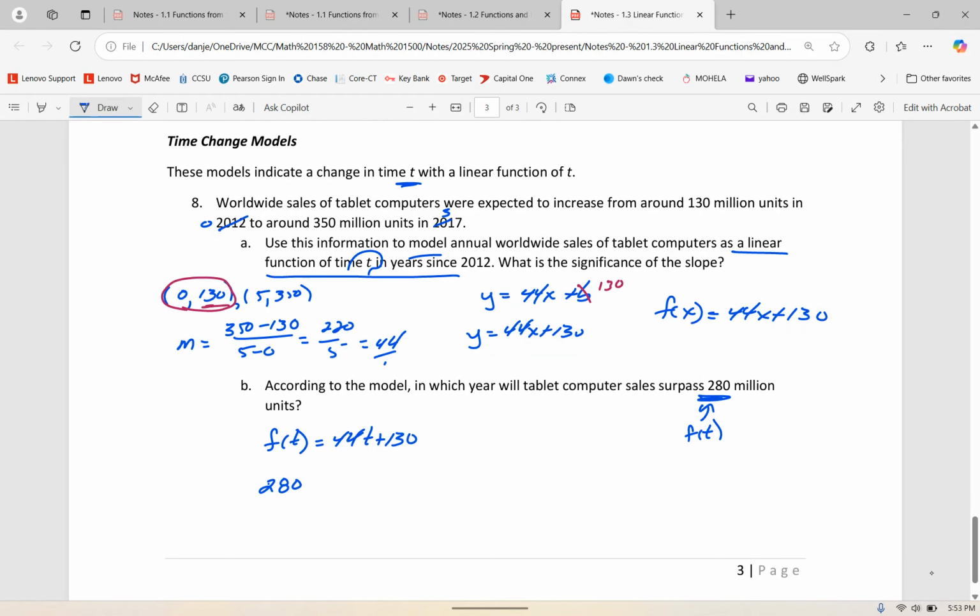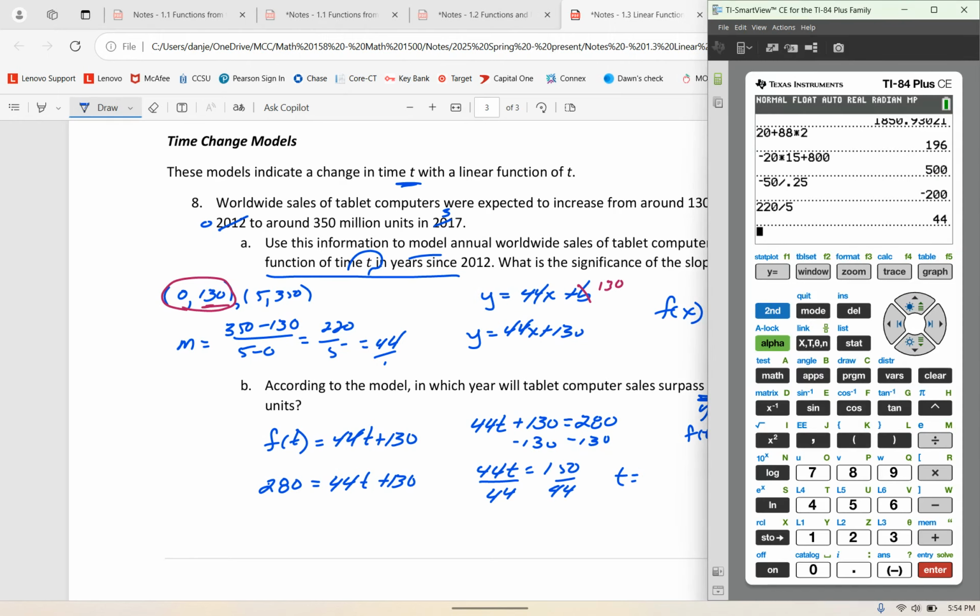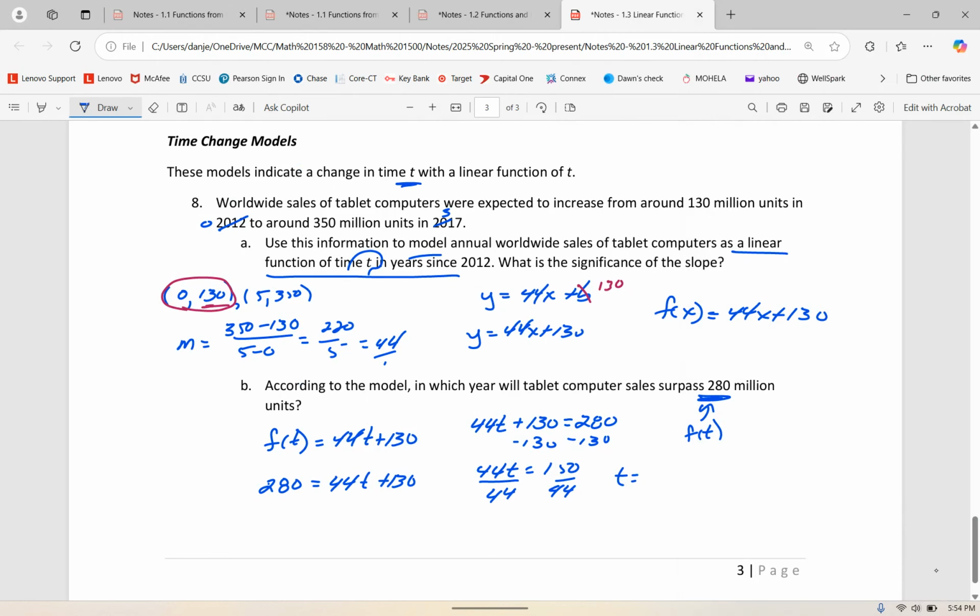So 280 would equal 44t plus 130. Or in what year would I expect 44t plus 130 to surpass or equal 280? Subtract the 130 from both sides, and 44t would be 150. Divide both sides by 44, and t will equal 150 divided by 44, and that's 3.4.